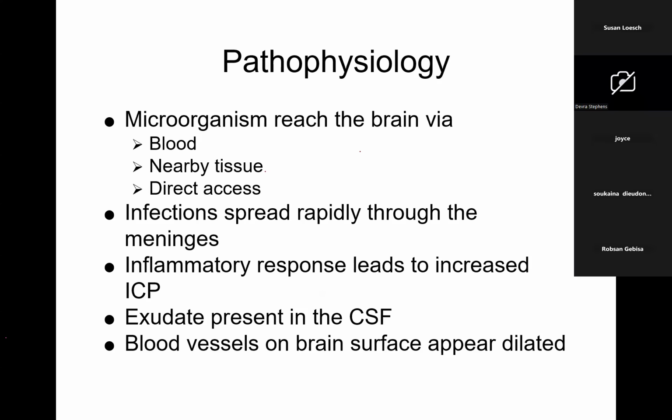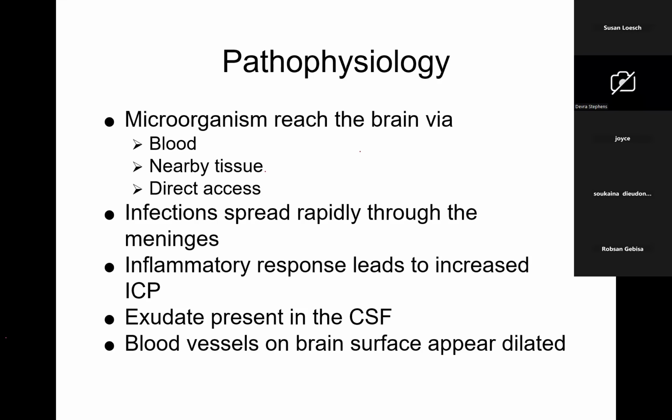The subarachnoid. Subarachnoid space. Okay? So it's flowing through that subarachnoid space. And it's getting into all the parts of the brain because that's flowing all around the brain. So the infection spreads rapidly through the coverings of the brain.